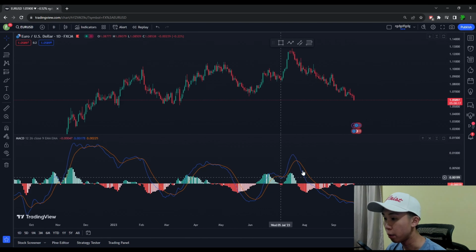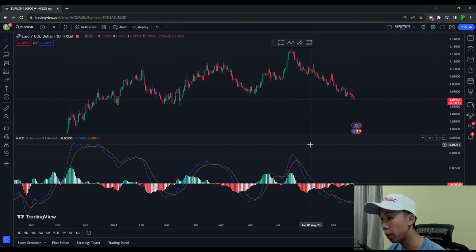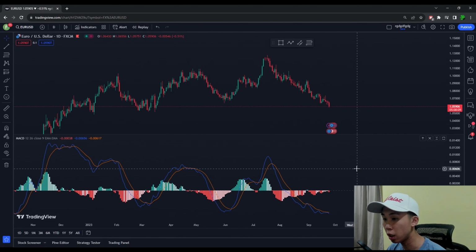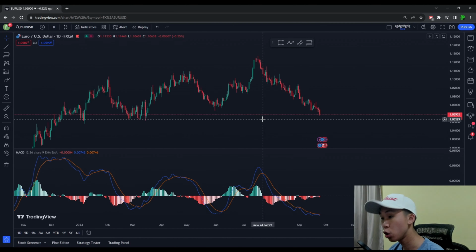Once you press on that, you are going to see the MACD being applied to your charts right below the main chart. So this is the main chart and this is the indicator window. MACD is actually one of the most used indicators because it can generate signals and it's easy to understand as well. I know most of the beginner traders trade it like this.